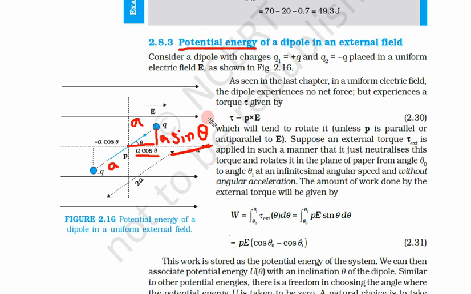So we have seen this diagram. One charge is plus q, another is minus q, and they are placed in a uniform electric field E. This is the external electric field E. So we have seen in the last chapter that tau is P cross E.